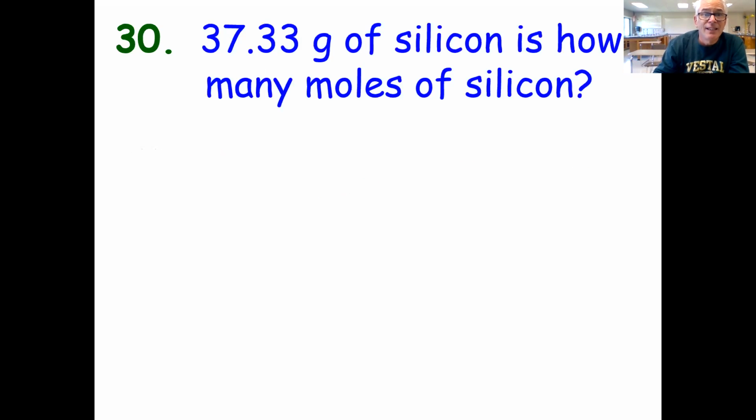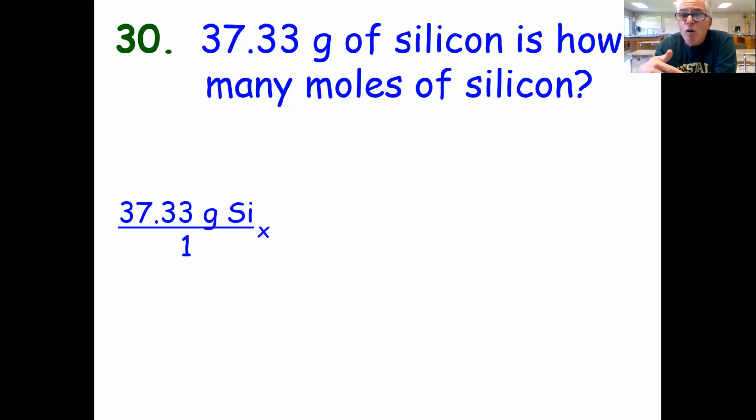It's not a problem. Okay, now we got 4 significant figures. This is hard, right? Because we got an extra significant figure. 37.33 grams of silicon, element number 14. How many moles is that? Heck, do I know? We're going to figure it out, though. We have to start at the starting point. Where are we starting? 37.33 grams of Si over 1. We always put it over 1 so that you realize in your head and your eyes the grams of silicon are in the numerator. That way, when we write the conversion factor, we put the grams of silicon in the denominator and the moles in the numerator.